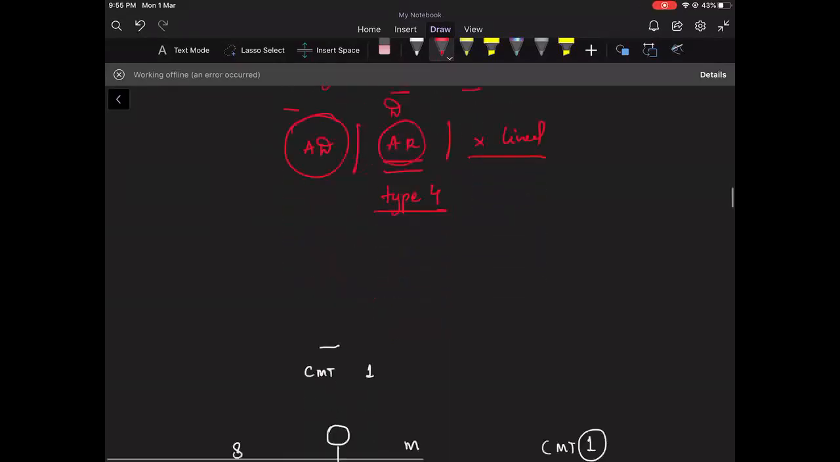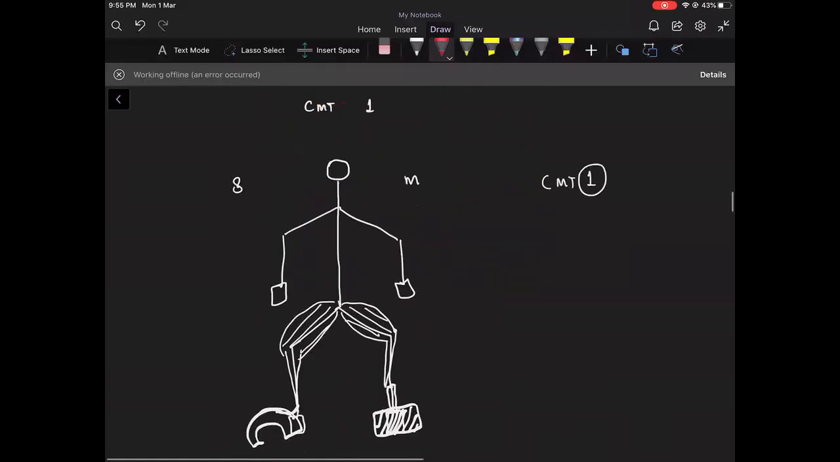So first is CMT1, Charcot-Marie-Tooth disease 1. It is the most common type of Charcot-Marie-Tooth disease, and as a whole the most common type of hereditary neuropathy. Here the patient will have a demyelinating pattern. What are the symptoms we see here? Classical sensory and motor involvement will be there, along with symmetry maintained.